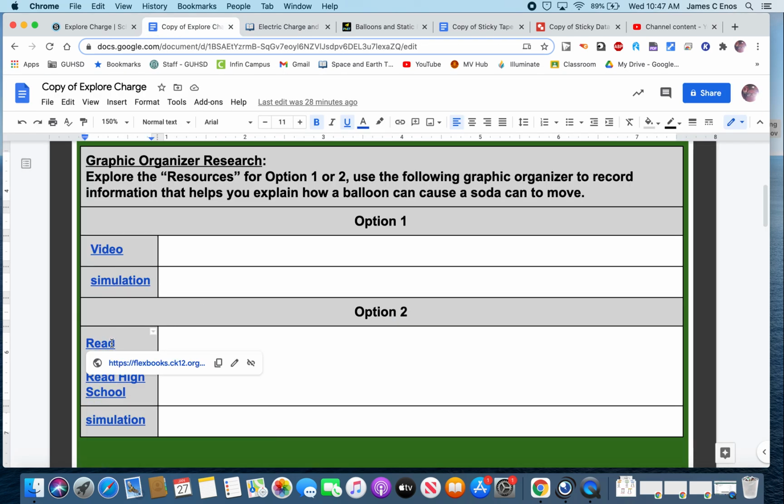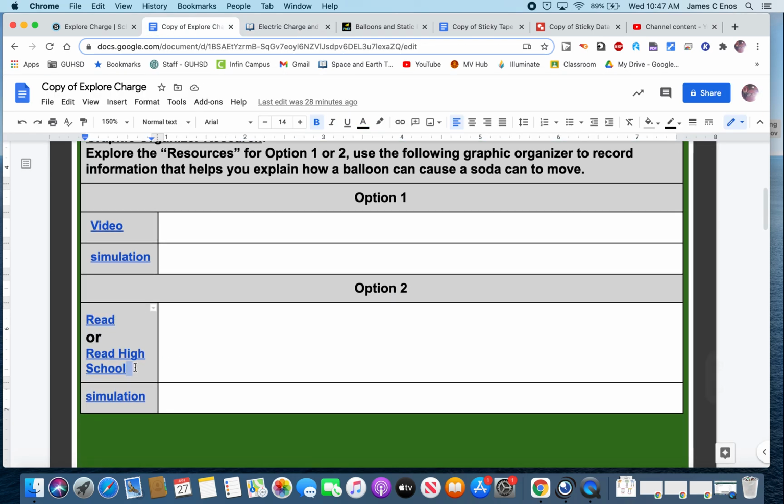So you can read at a level where it's a little bit easier to read, and then you can read at a level that's more high school.